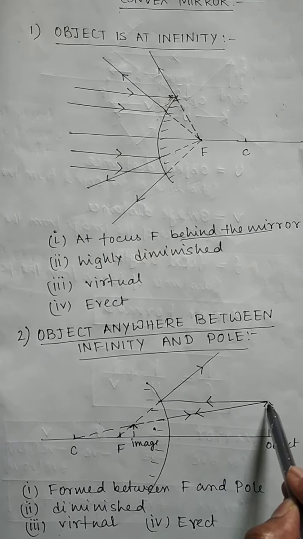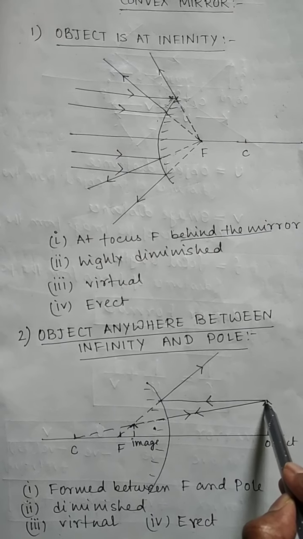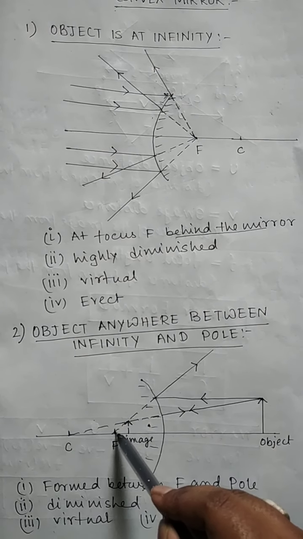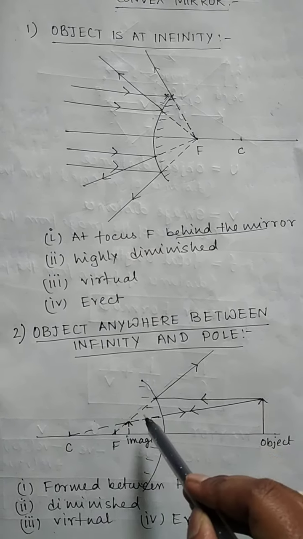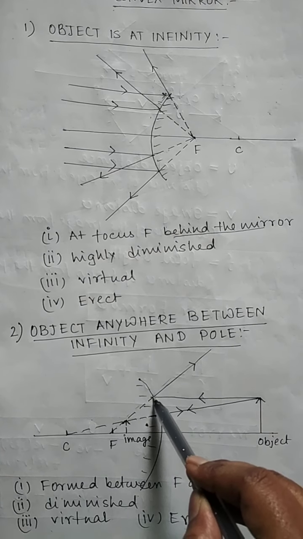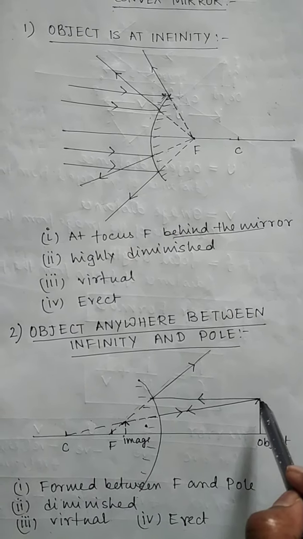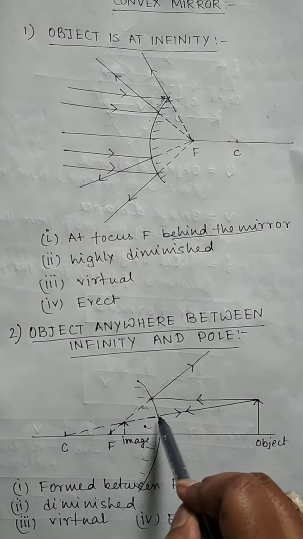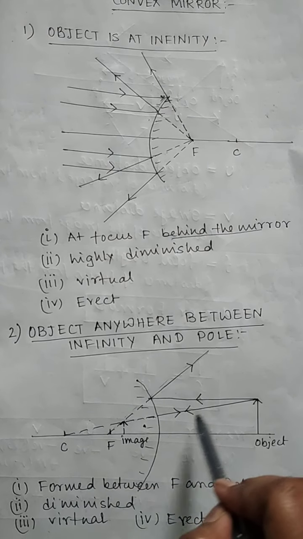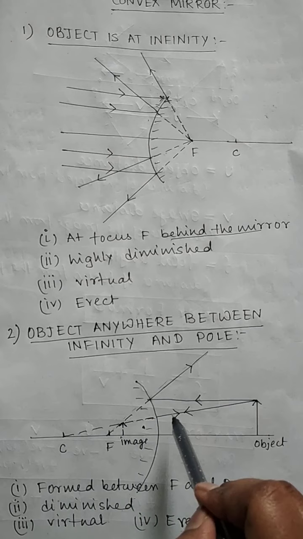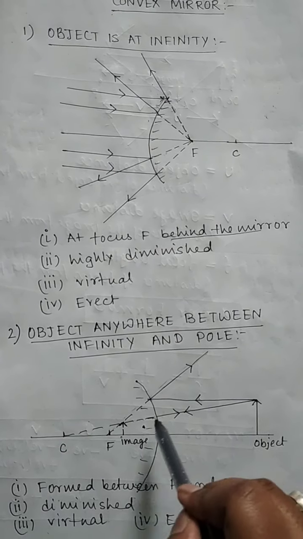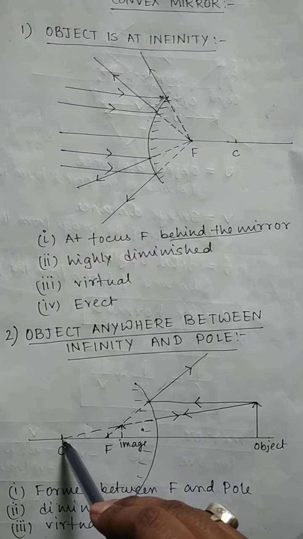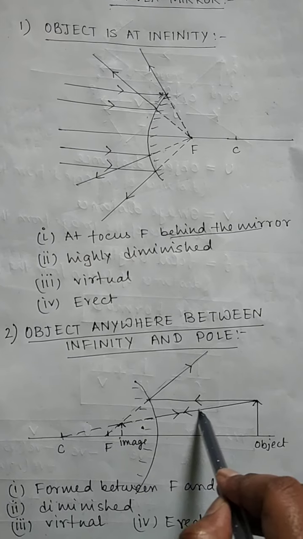As we have seen in your previous classes, the first ray will be parallel to the principal axis, and after reflection it will appear to pass through the focus. Behind the mirror you have to draw dotted lines, and in front of the mirror a straight line. And another ray you have to take from the center of curvature. So here I have taken a ray passing through the center of curvature. We have joined both the lines, but in front of the mirror the line is straight, and behind the mirror the line is dotted. So after reflection, the ray again passes through the center of curvature.